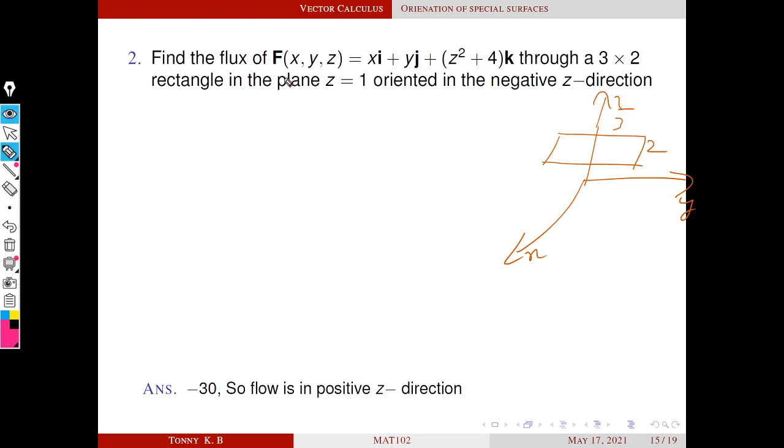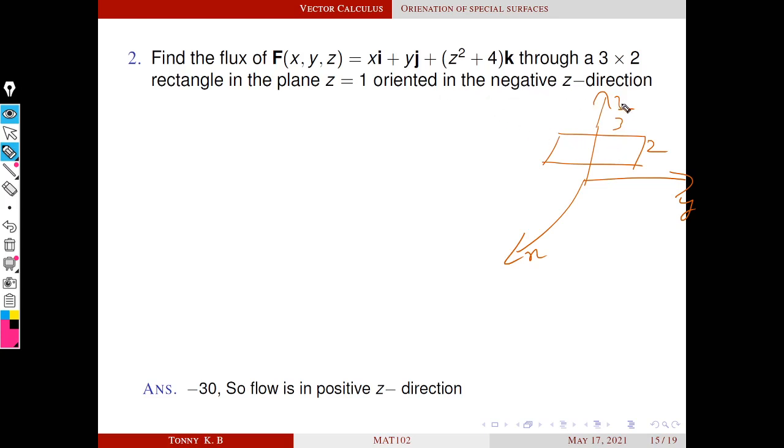Next problem: find the flux of this field xi plus yj plus (z square plus 4)k through a 3 by 2 rectangle in the plane z equal to 1. You consider the plane z equal to 1. It's an infinite plane. On the plane we consider a rectangle 3 by 2. One side is 3, the other side is 2. It does not matter what the position of this rectangle is. Whatever the position, we get the same answer.